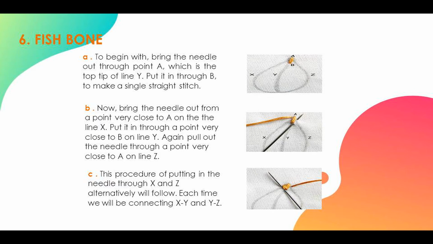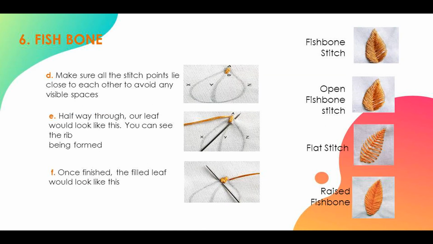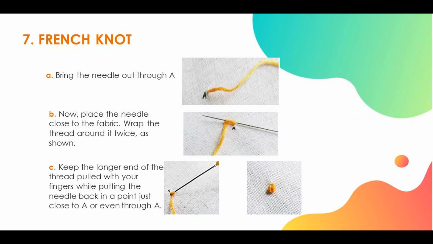C. This procedure of putting in the needle through X and Z alternately will follow. Each time we will be connecting X, Y and Y, Z. D. Make sure all the stitch points lie close to each other to avoid any visible spaces. E. Halfway through, our leaf would look like this. You can see the rib being formed. F. Once finished, the filled leaf would look like this.